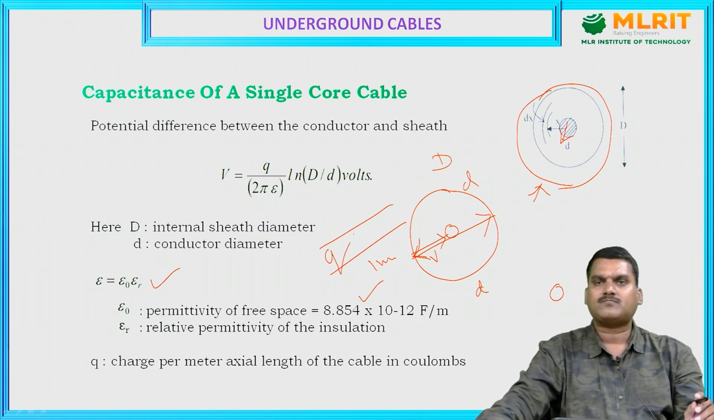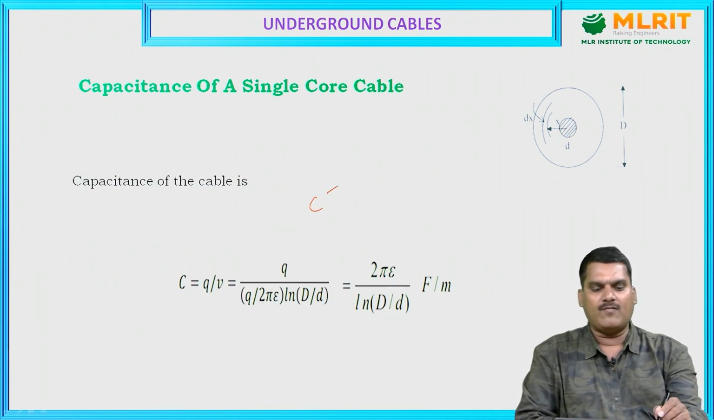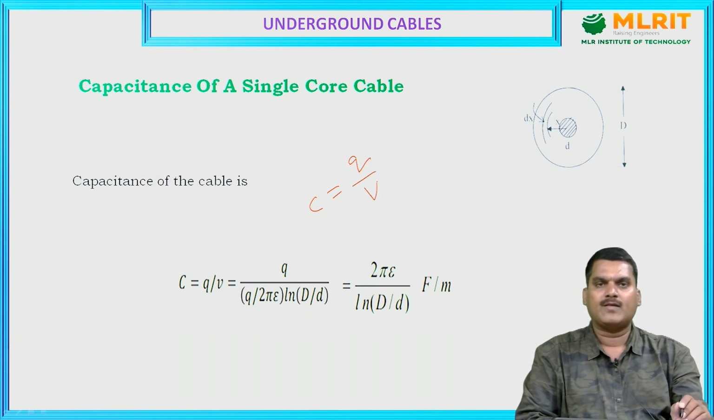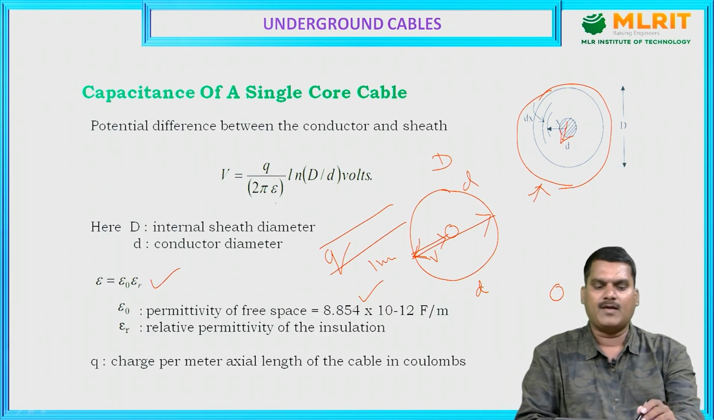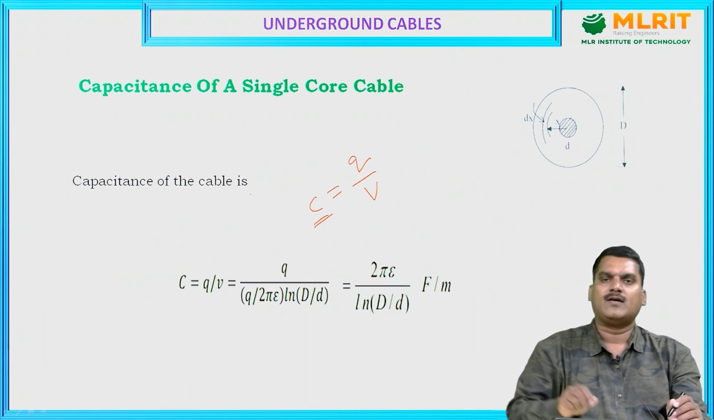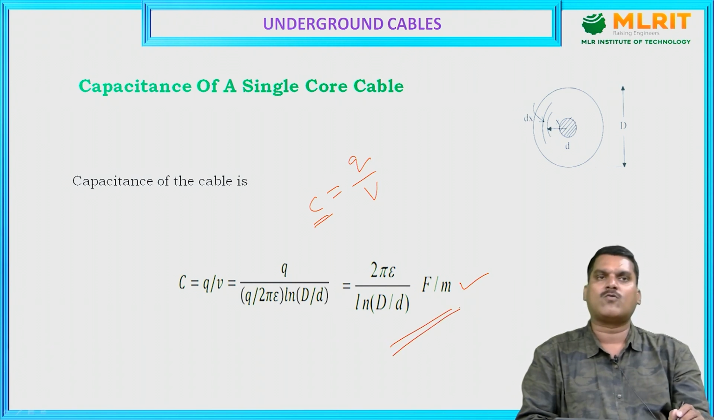For capacitance calculation, we know C equals Q by V. If you want to calculate C, we need to divide Q by V. In the previous voltage formula, if you convert it to C equals Q by V, V comes here and 2 pi epsilon goes to that side. Finally you get the capacitance value as 2 pi epsilon by ln D by d farad per meter. So this is one more parameter related to underground cable.